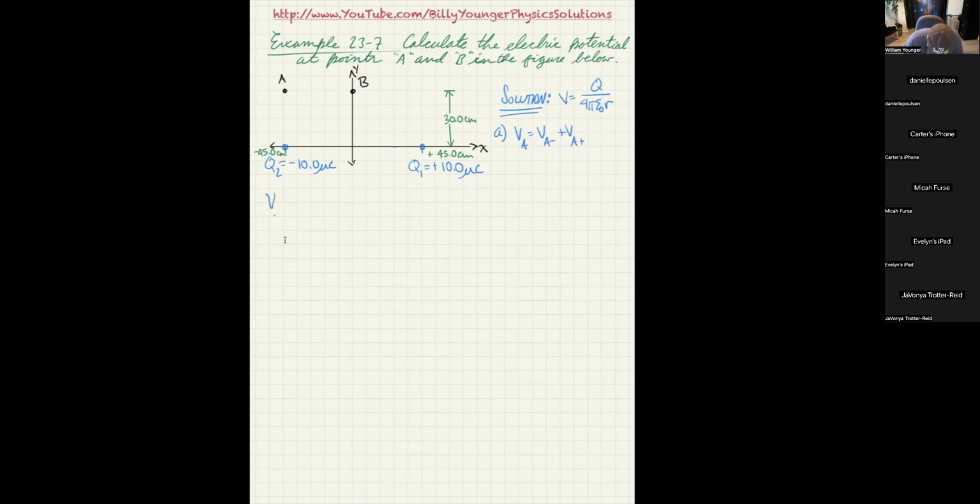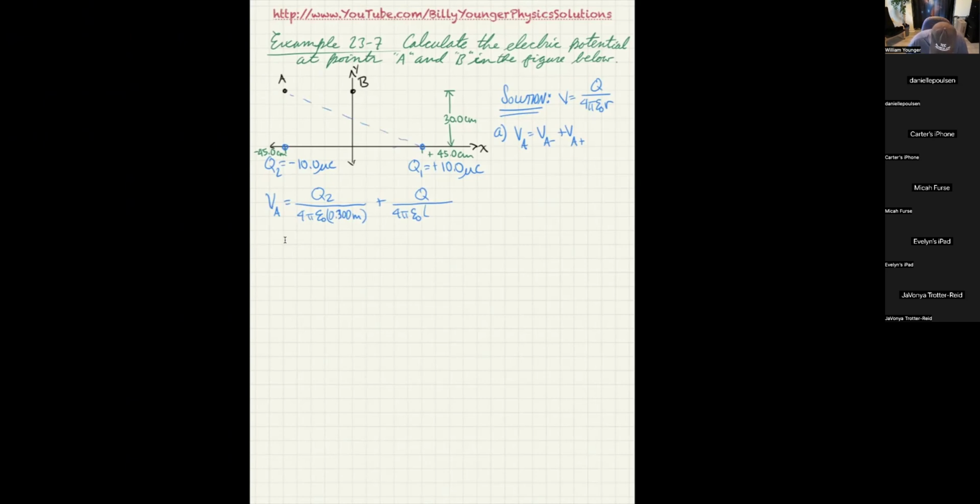Now I can say the voltage at A is equal to, now the distance between A and the negative charge Q2, we can see is just 30 centimeters. So that's not too terrible a thing to do. What we're going to have is Q2 over 4 pi epsilon naught, and then 0.300 meters is the distance. And then we also have to do it for Q1. So that's going to be Q1 over 4 pi epsilon naught times, now in this case, the distance is all the way over here.